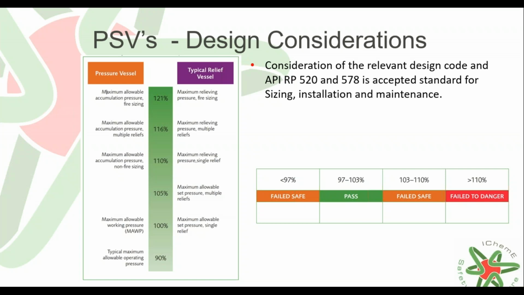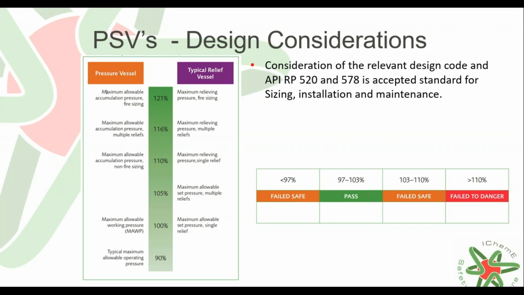So we don't typically like to allow anything more than 90% of the design pressure as our max operating pressure. So then 100% becomes a reference. And then we have different overpressure cases that are allowed for in the code. So we talk about the accumulation pressure at 110%.